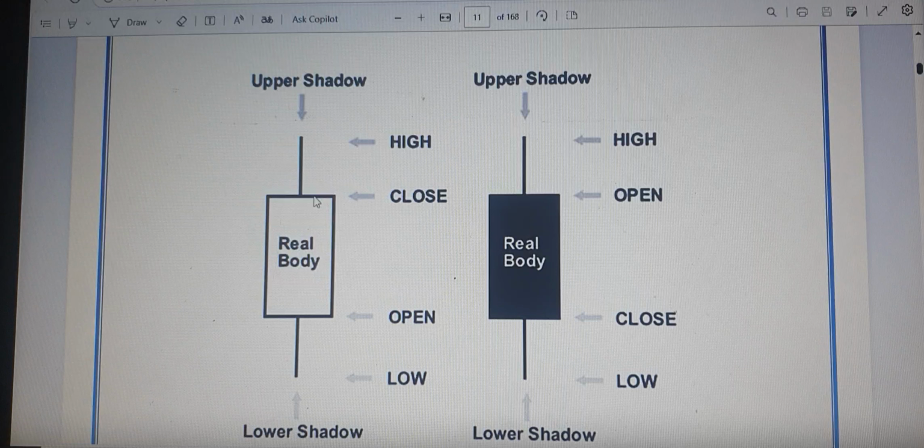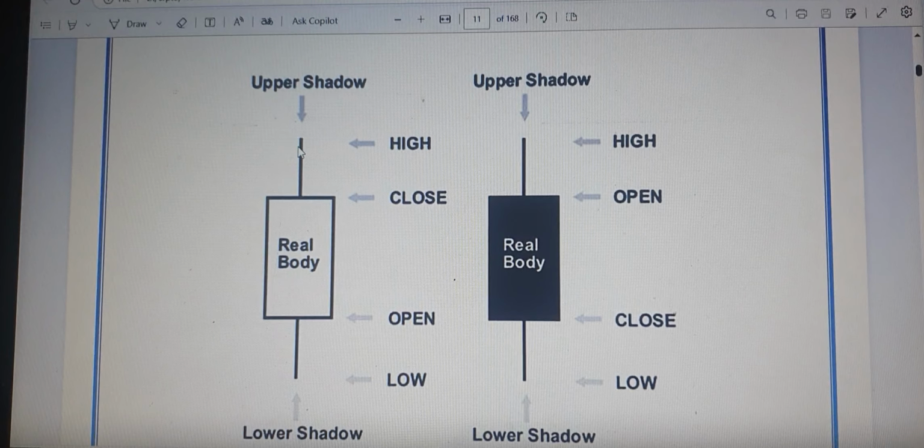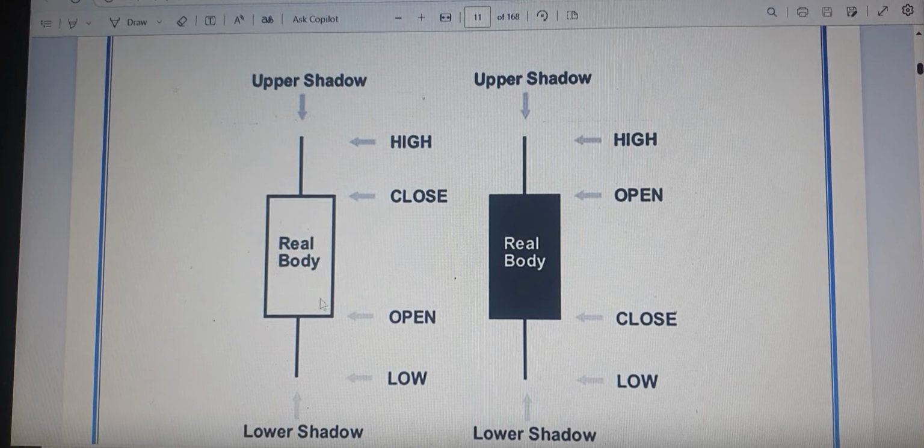This candlestick here, the one you see now. Hope you see my cursor. This is a bullish candlestick. A bullish candlestick is composed of low, open, real body, close, and high. Then we also have the lower shadow and upper shadow. I want to explain each of them. Also, this one is a wick. When you hear about a wick, this is the wick we always talk about.